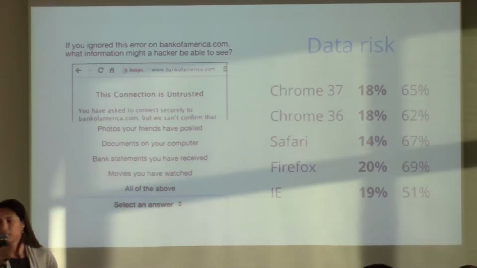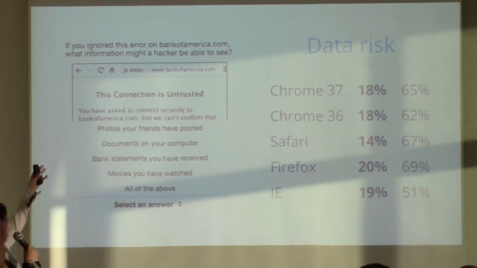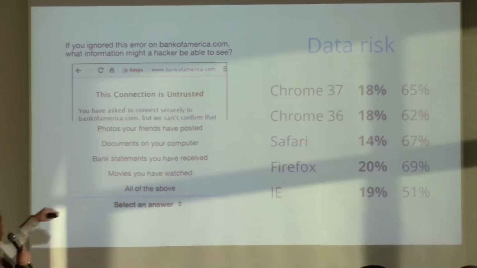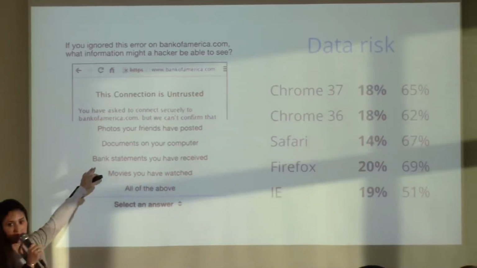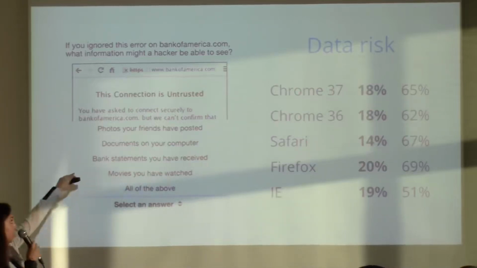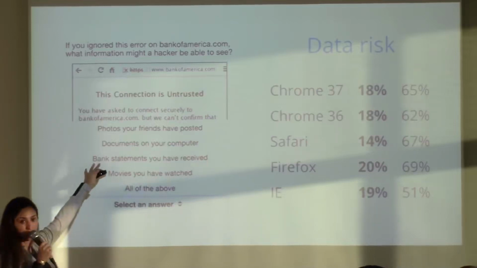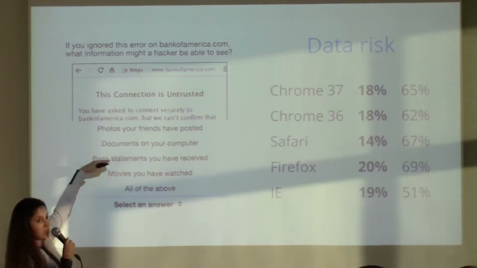We also tried to measure if people understood data at risk. So we asked, if you ignored this error on bankofamerica.com, what information might a hacker be able to see? And we gave a bunch of choices of photos, documents, bank statements, movies, and all of the above. We wanted people to choose bank statements because we were hoping that people would understand that the stuff on bankofamerica.com is at risk, but not all these other things.